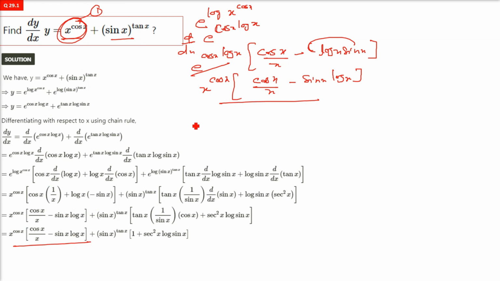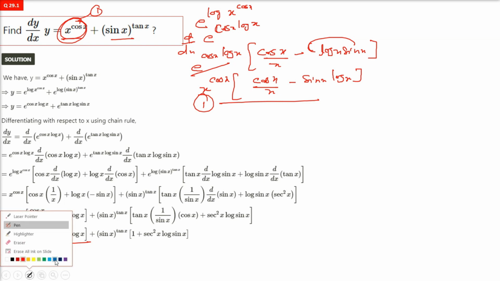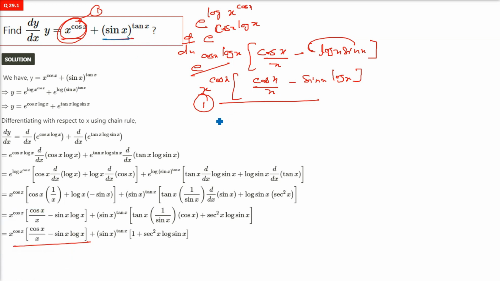Then 1 and 2 we are going to add. The second part I am doing now. Let us take the second part. It's e to the power log of sin x to the power tan x, and you can write this as tan x comes in front of log sin x. E to the power tan x log sin x.